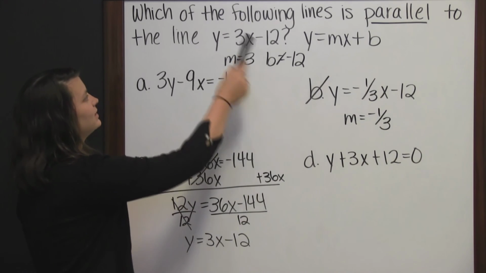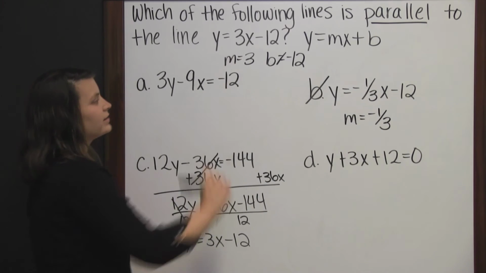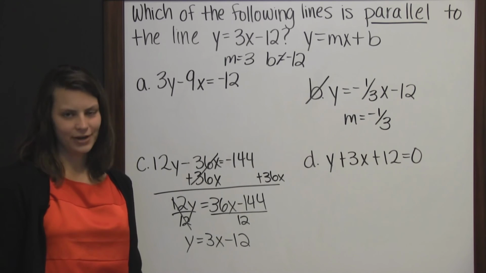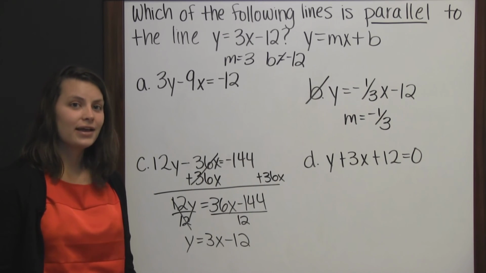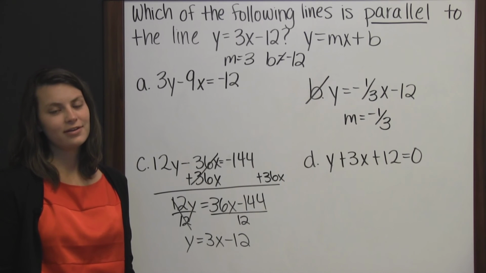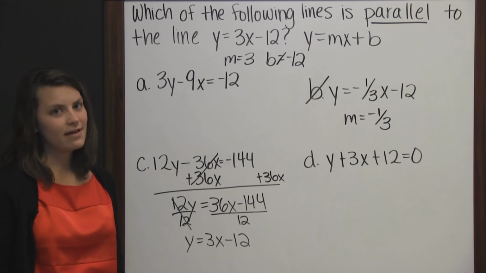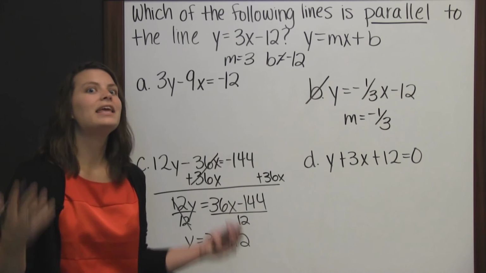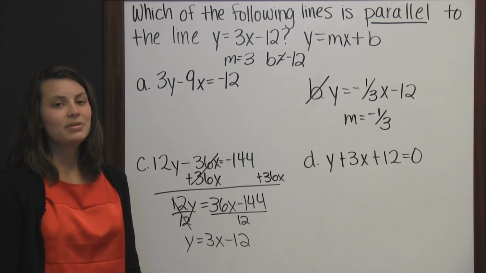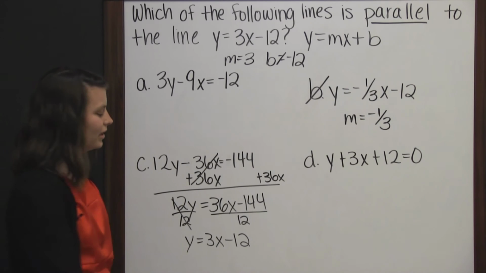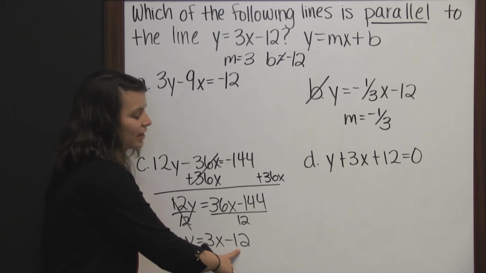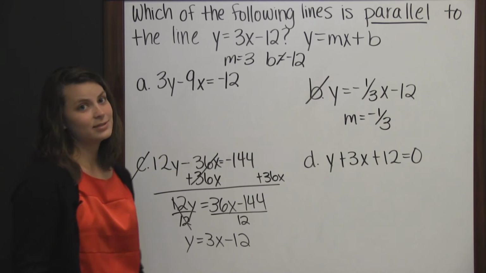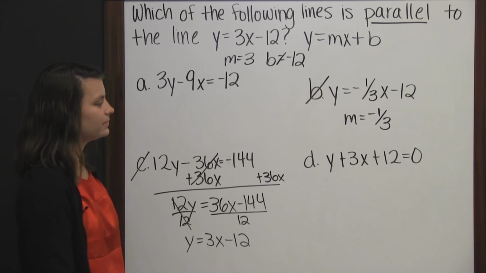It's in fact the exact same equation as our original line. Great, then it's parallel, right? No, they're the same line, so they can't be parallel to each other because parallel lines never intersect. But these lines are going to intersect each other an infinite number of times because they're the same line. They have the same slope and the same y-intercept. So this is also not our line that's parallel to our original line.